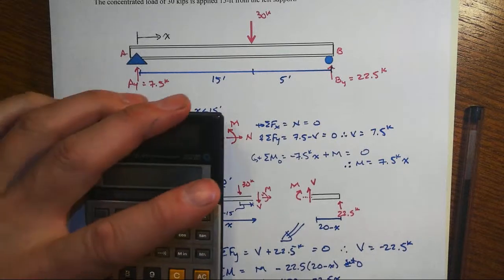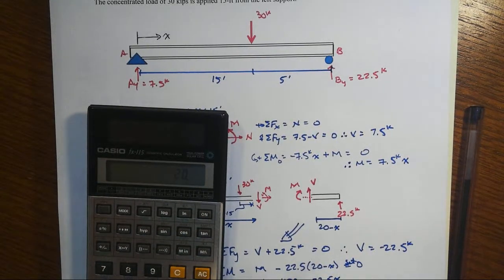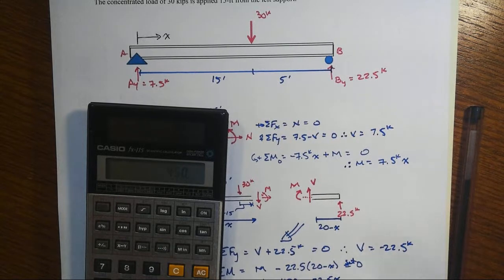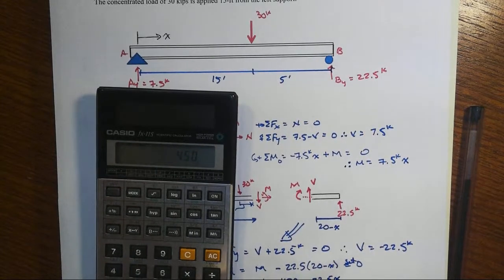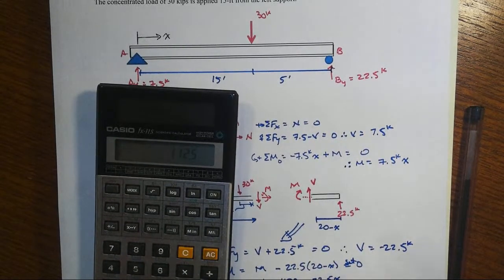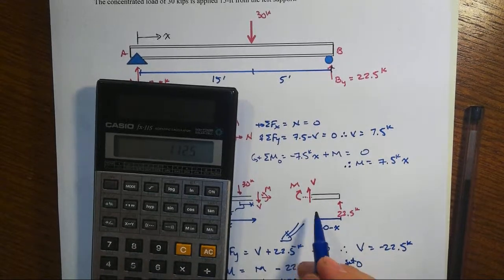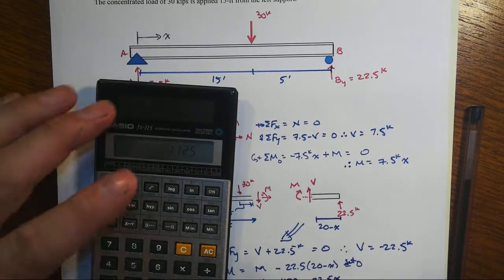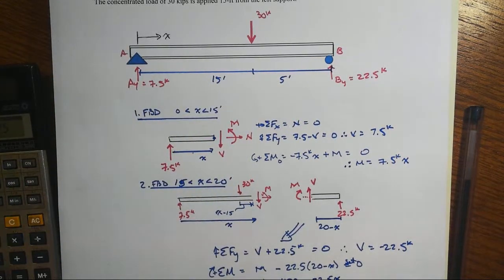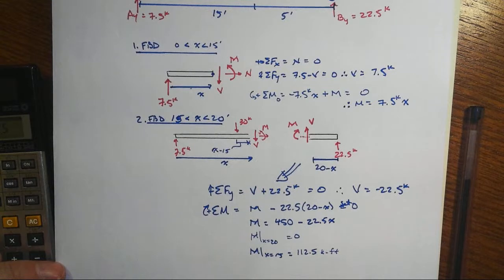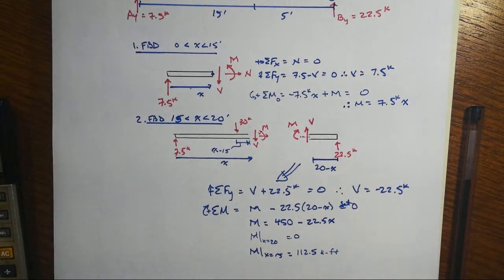Well, hey, when x is equal to 20, then, oh wow, how about that? M at x equal to 20 is going to be equal to 0. When x is equal to 15, our moment is going to be equal to 112.5, which, by the way, is the same thing as 22.5 times 5 feet. That's the same answer either way. That's kind of interesting, huh? Equilibrium applies here.